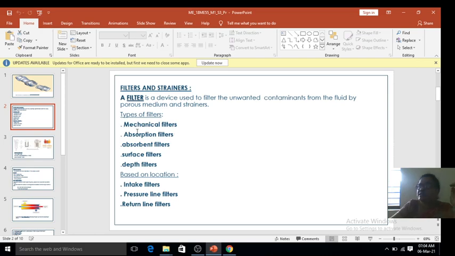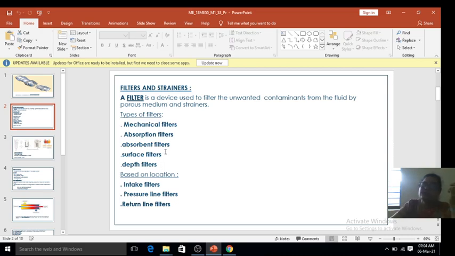Absorption filters are like emery paper or chemicals spread on paper, so that they can attract certain particles which are not good for the flow of fluid. So that is one, and the other one is adsorption filters. It is of two types, as I told, surface filters and depth filters.